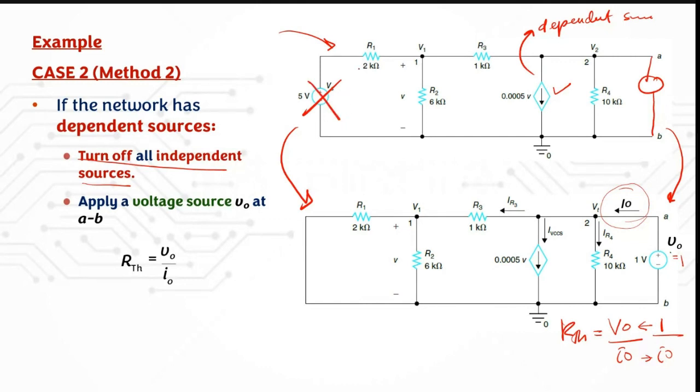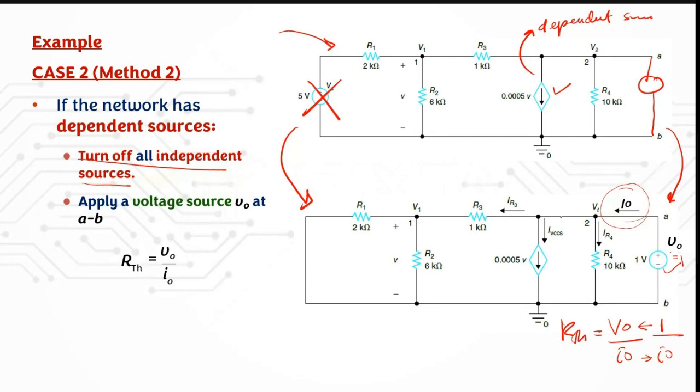And also, if you redraw this circuit, you need to turn off this independent source. Okay, so this is method 2. You can use method 2. Whether you put the voltage source or current source here is up to you, whichever is easier or more convenient for you to do the calculations.